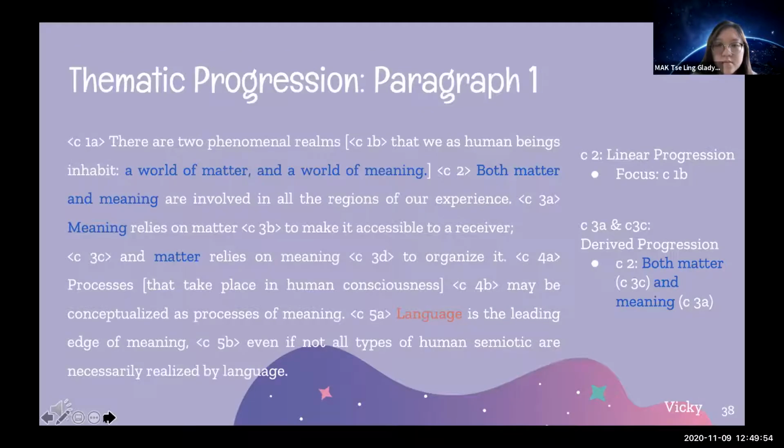And let's move on to thematic progression. Let's look at paragraph 1 first. In clause 1b, a word of matter and a word of meaning is the new information. It is again mentioned at the beginning of clause 2, so it's linear progression, as the new information in clause 1b becomes old information in clause 2. In clause 3a and clause 3c, the concept of matter and meaning has been further elaborated into sentences respectively, therefore it is derived progression.